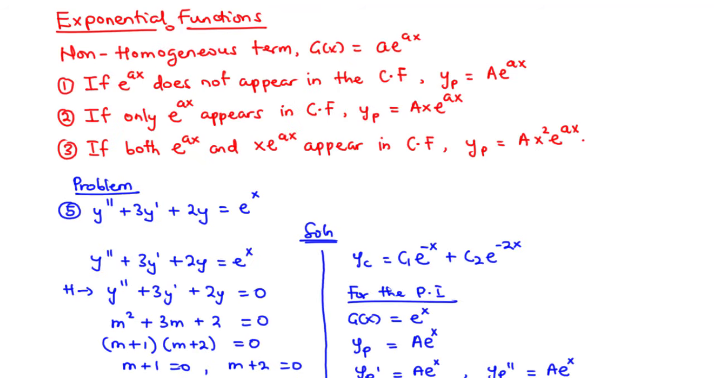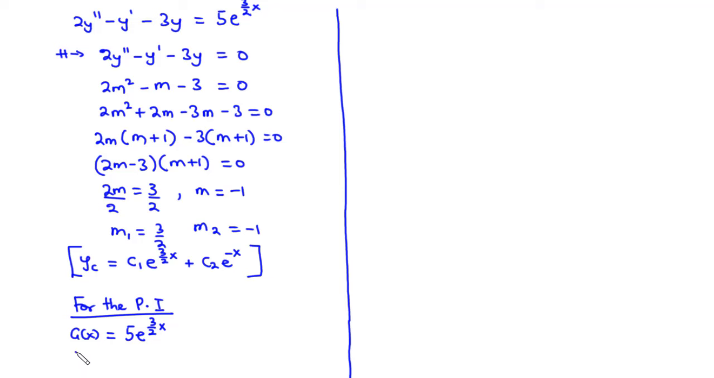Now since we have e to the power 3 over 2x appearing in the complementary function, what we are going to do is, if you have only e to the power ax appearing, then you are going to establish yp equals a times x times e to the power ax. So this time we have an additional x in it. So we are going to have yp equals a times x times e to the power 3 over 2x. This is going to be the particular integral.